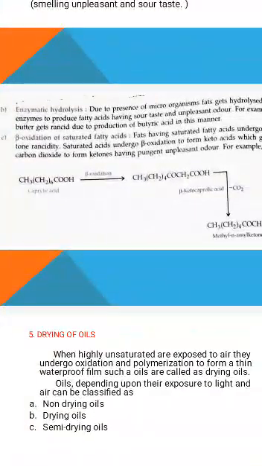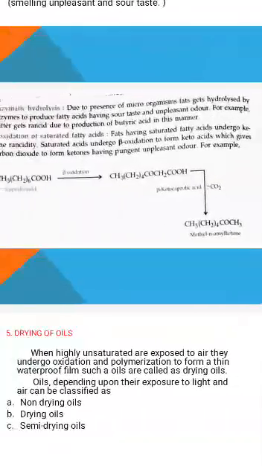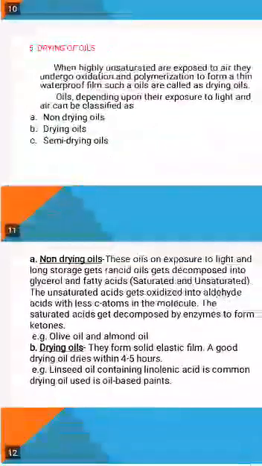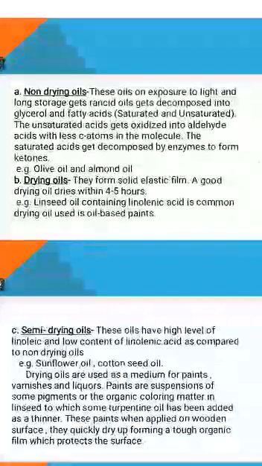See, the caprylic acid, a saturated fatty acid, is converted into a ketone having one carbon less. Similarly, if saturated fatty acids are present, they are converted into ketones. For example, olive oil or almond oil. Then next, that is drying oil.